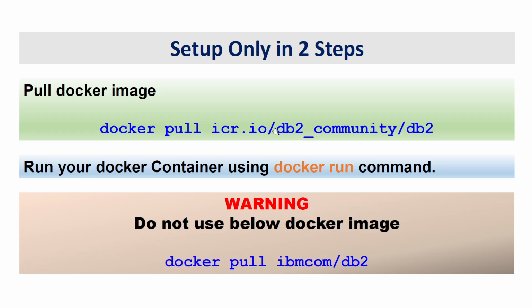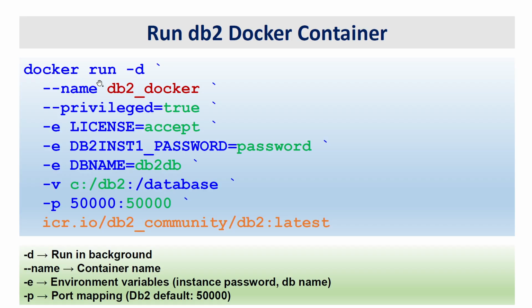Once the Docker image has been pulled or downloaded on your machine, you can use the docker run command. These are some of the optional parameters. Name is the name that you would like to give the container. Privileged is equal to true. These are environment variables. License, we need to accept the license. This becomes the db2inst1 password, the instance user password. This is the name of the database that will get created.